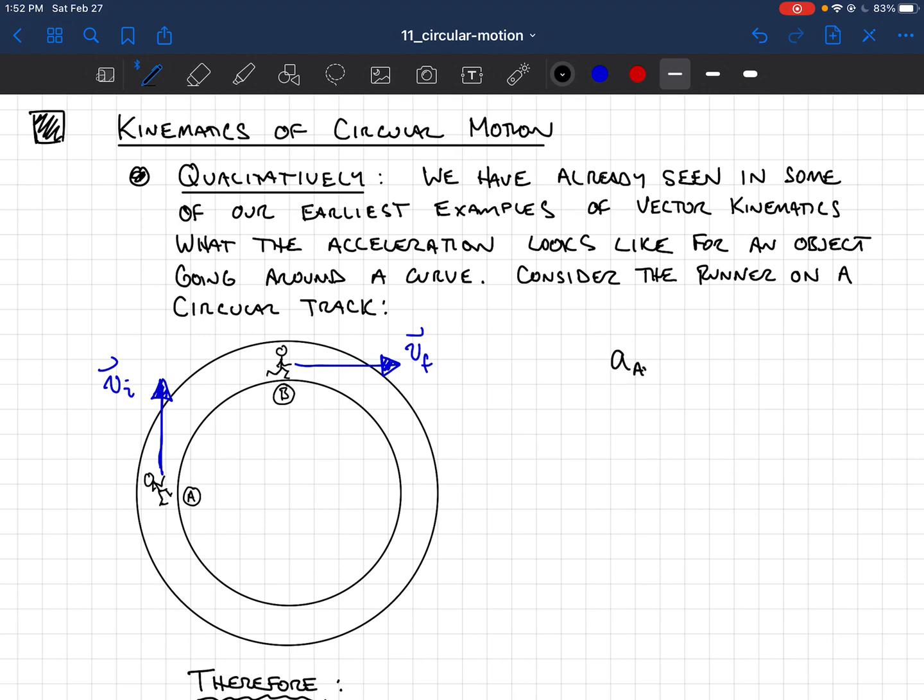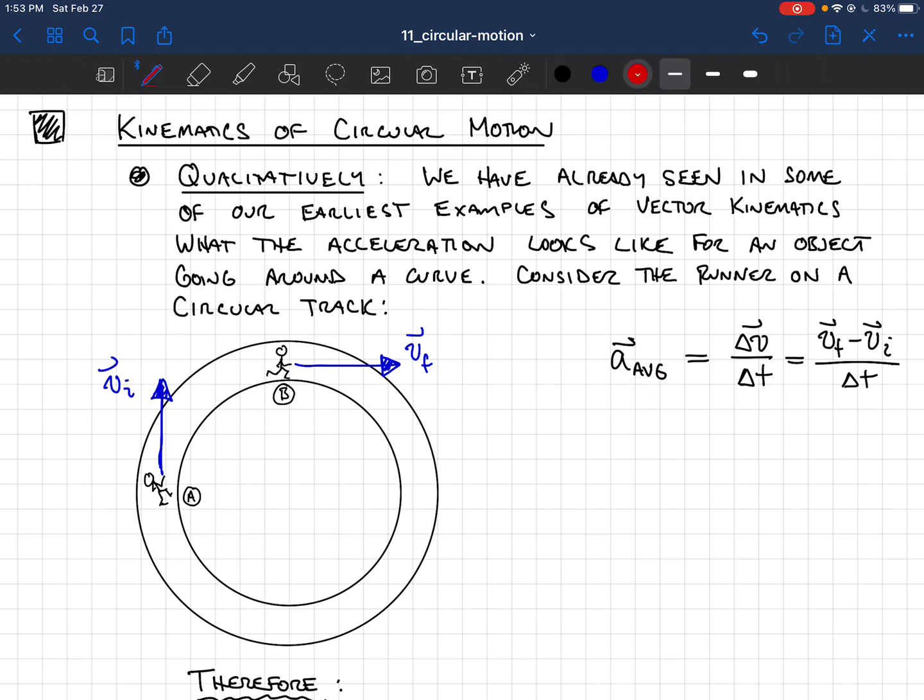So remember, the expression for the average acceleration vector is the change in velocity over the change in time, which just means the final velocity minus the initial velocity divided by the change in time. So if we can find the delta v vector, the change in velocity vector, then that will be exactly the way that the acceleration vector will point. So that's what we'll do.